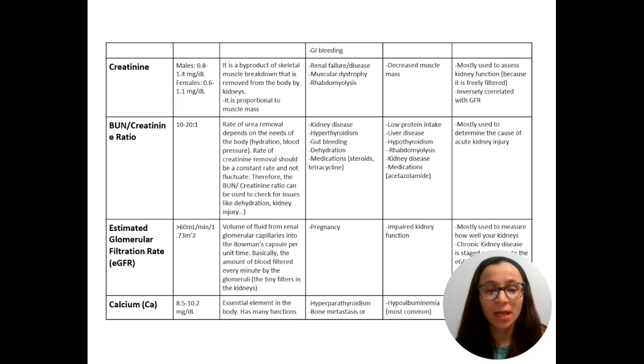Okay, so next we go on to calcium. Calcium, like we know, is an essential element in the body, and it has many functions. Its normal is 8.5 to 10.2. It could be elevated when there's hyperparathyroidism, bone metastases, etc. It's usually not decreased, but it could be decreased in hypoalbuminemia.